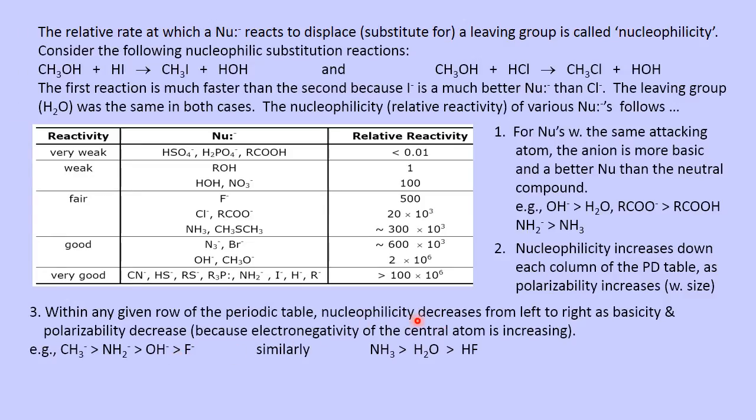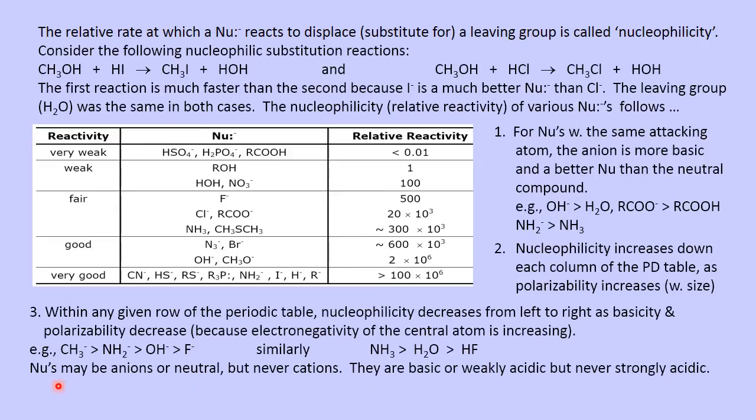at donating electrons. And as well, the polarizability decreases because they're getting a little bit smaller, but I guess the main reason is that the central atom is increasing in electronegativity. Fluorine is much more electronegative than oxygen, in turn more electronegative than nitrogen, and hence than carbon. Here's a similar process using neutral atoms. Ammonia is more nucleophilic than water, which is more nucleophilic than hydrogen fluoride. In fact, hydrogen fluoride would not even be considered a nucleophile. It would be an electrophile. But that's the trend. Left to right decreases across any period.